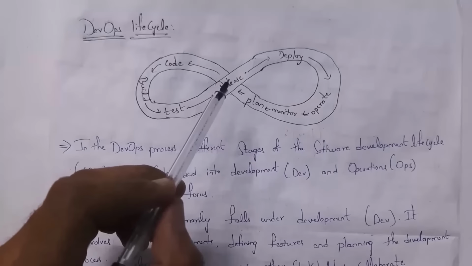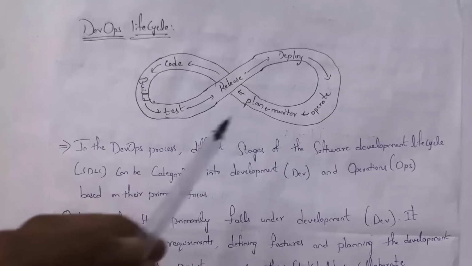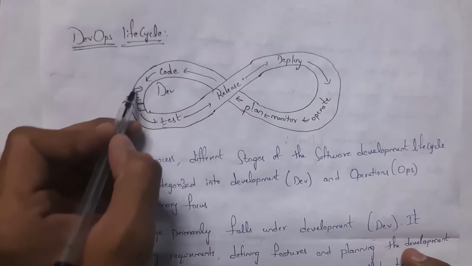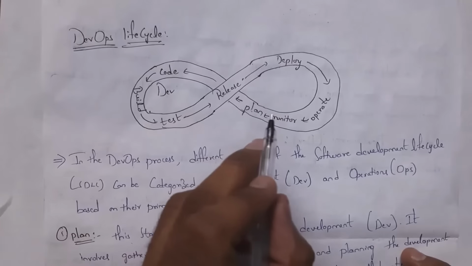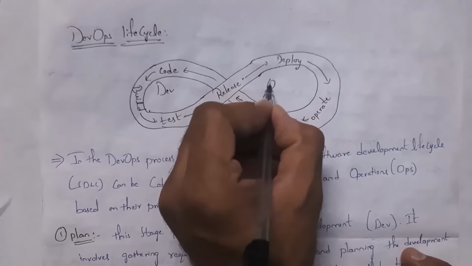For each and every new update in that software, all this process is automated by using various kinds of tools. This is the entire process of how the development team and operations team communicate with each other. Guys, plan, code, build, test and release belong to development, and deploy, operate and monitor belong to the operations team.